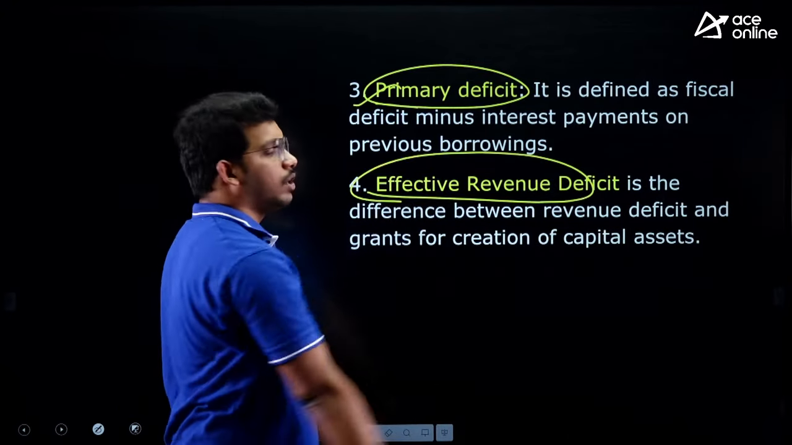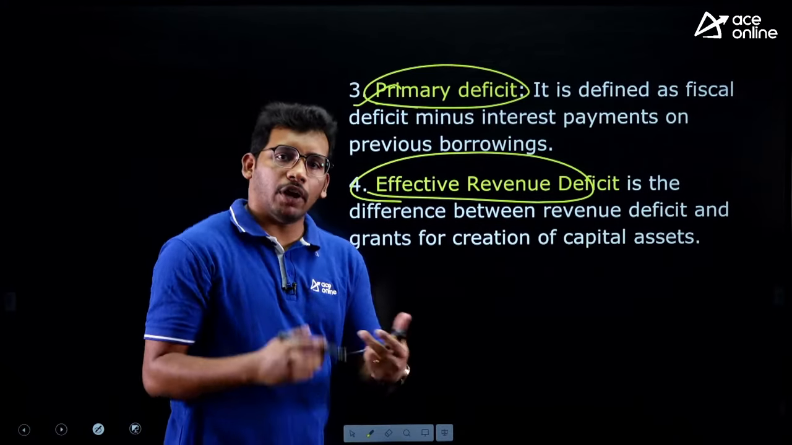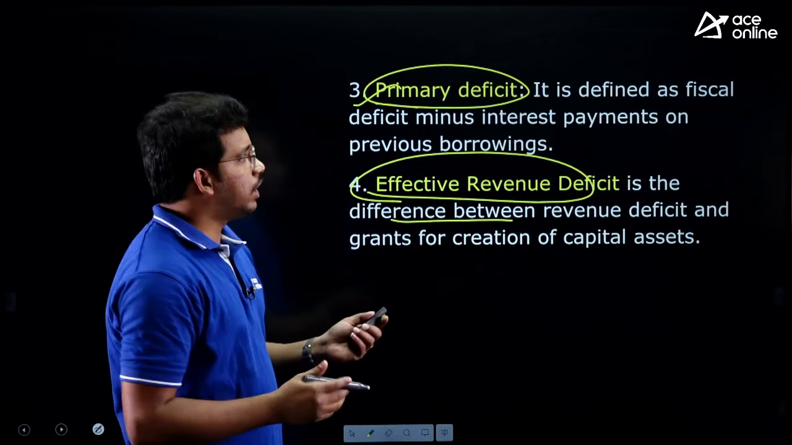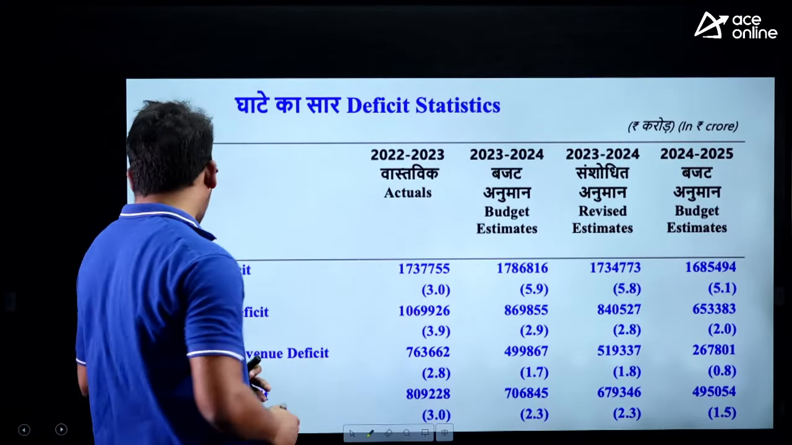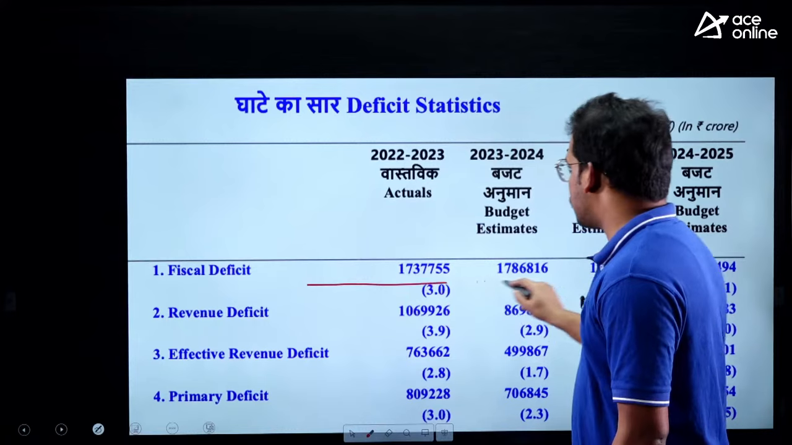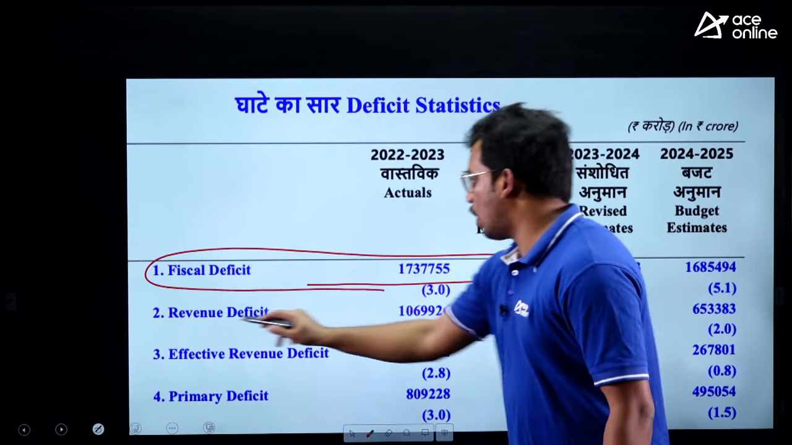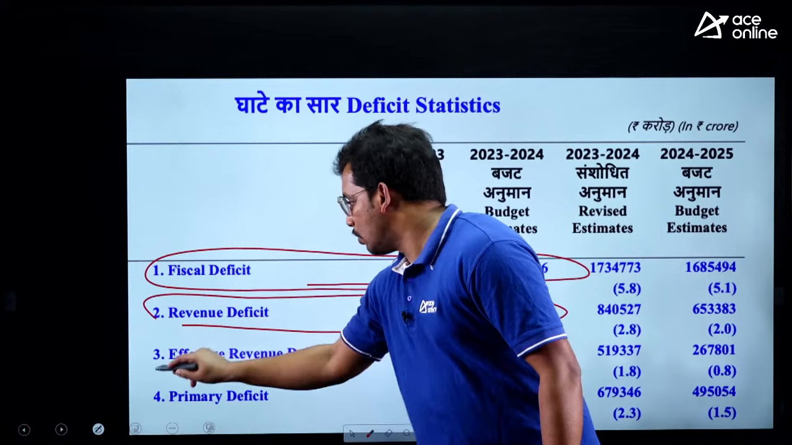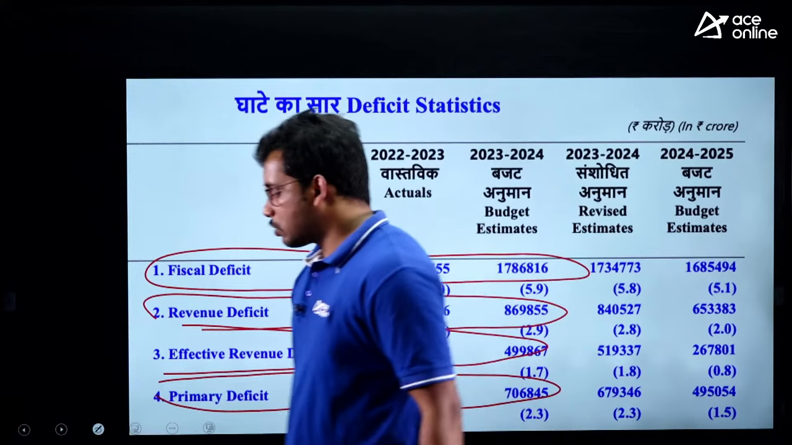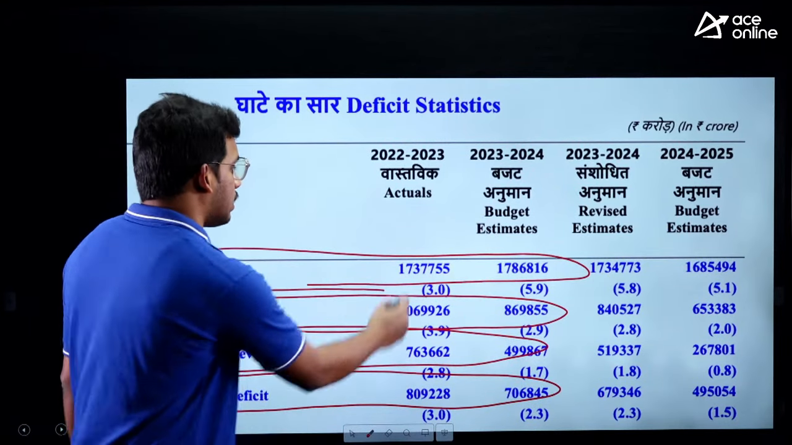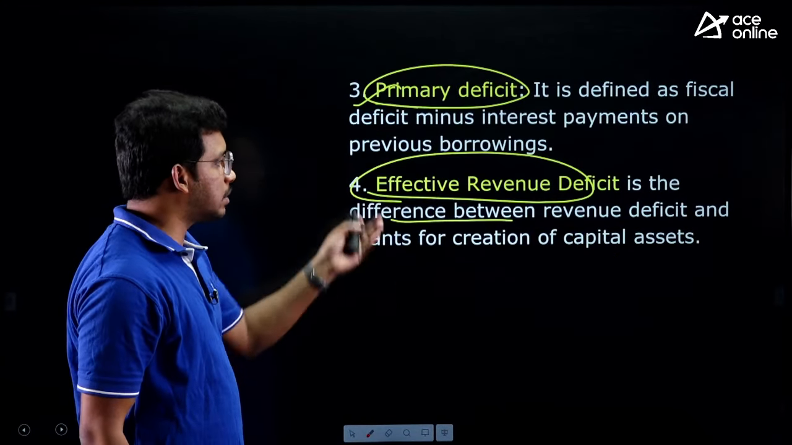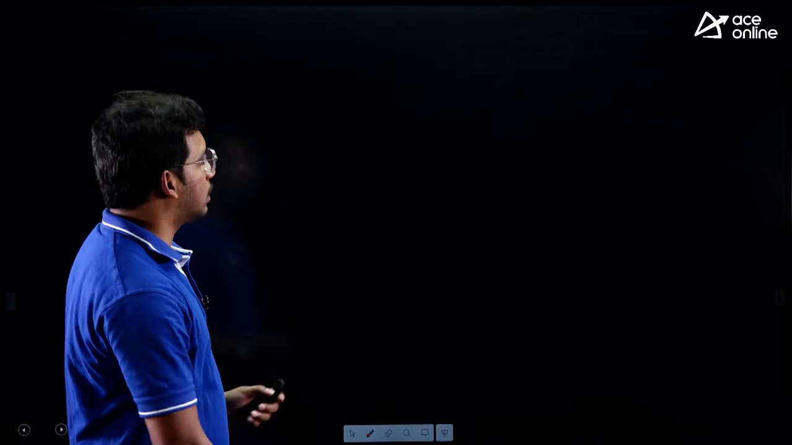And finally, effective revenue deficit means, among the revenue deficit, where you are putting in some good thing, right? So that is called the effective revenue deficit. Here you can remember these facts. So I have discussed the definitions part. Now you have to remember what is the fiscal deficit of the government, the revenue deficit, the effective revenue deficit, and the primary deficit. These figures you need to remember from the exam point of view, right? So understand these concepts before doing these figures, then you can remember the factual things.